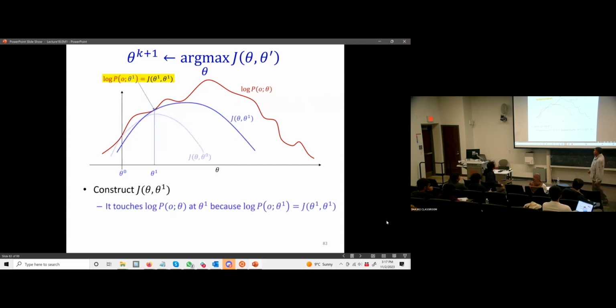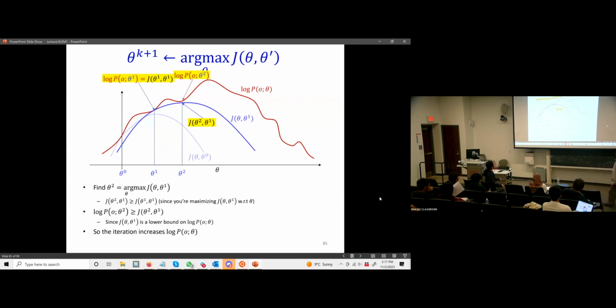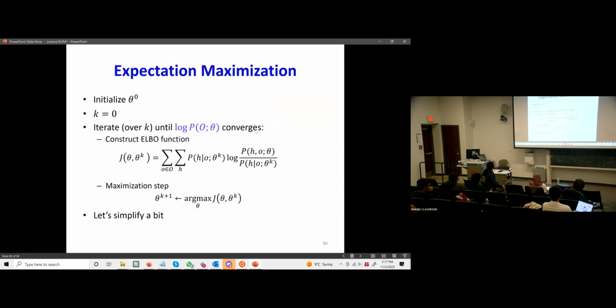Right. And so this is how the optimization works, and this is your EM algorithm. You're going to iterate over k until log of P of O converges. At each time, you're going to compose the J, which has two terms. Theta is the variable, the second theta is the parameter. So initially you set the parameter to be theta 0 and you maximize J. Then you get the new maximum and make that the parameter and keep repeating the process so that you actually get to a local optimum.